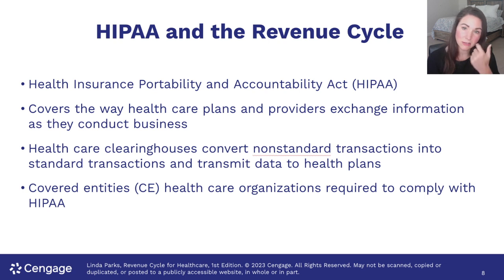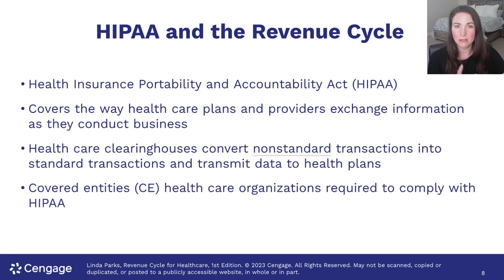Healthcare clearinghouses are like the middleman between the providers and the health plans. They're the only HIPAA-covered entity, CE, that can check claims from the doctors to make sure there's no errors. And then they also change the format from non-standard to standard transactions and then send them to the health plans for payment. So this really helps to speed up the process and get payment faster, basically.